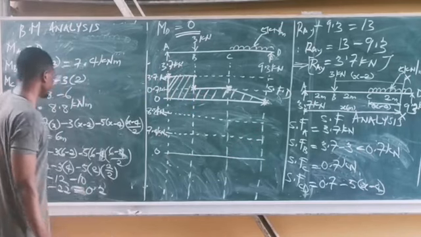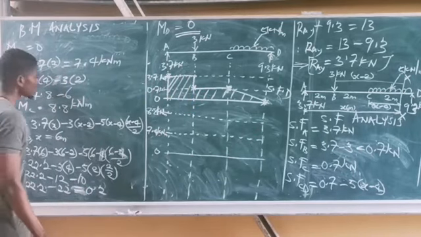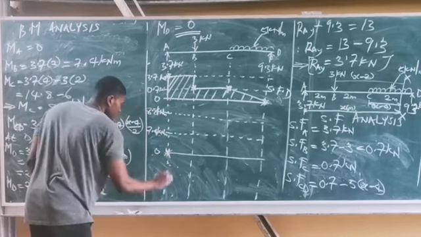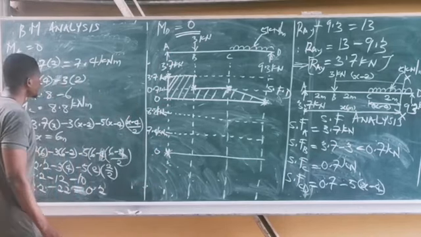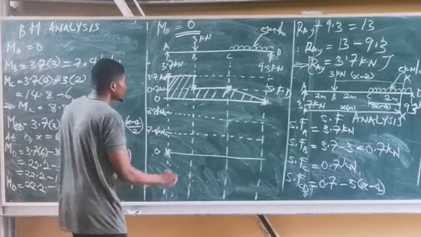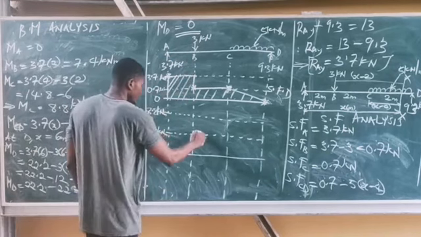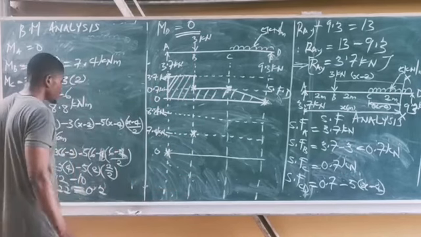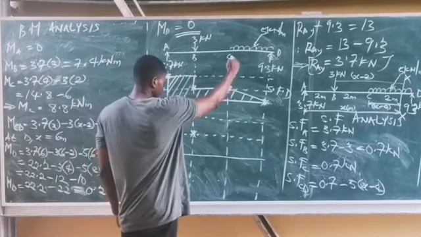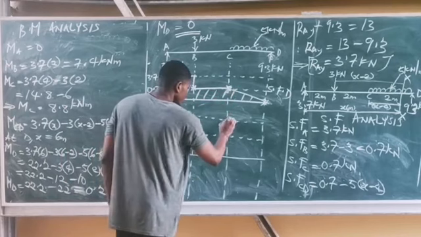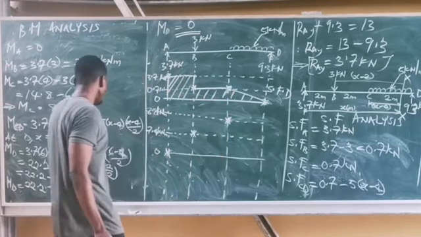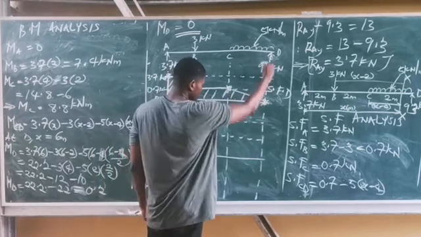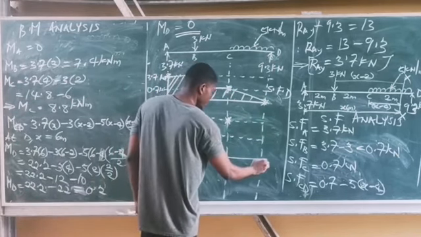Moment at point A is 0, indicated here. This is point A, this is the 0 line. Moment at point B is 7.4 kilonewton meters. This is point B, B is 7.4. Moment at point C is 8.8 kilonewton meters. This is point C, it is 8.8. Moment at point D is 0. This is point D, this is the 0 mark.